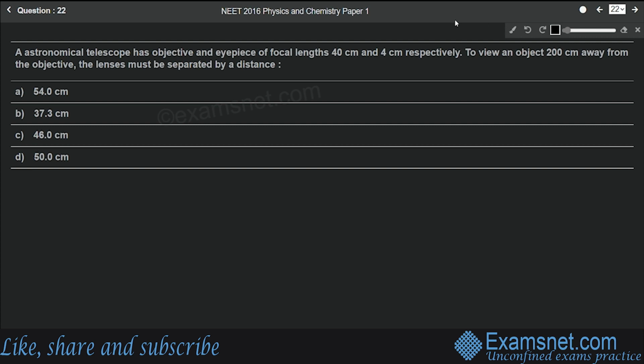Now question number 22 is from the chapter Ray Optics and Optical Instruments, and the question is: an astronomical telescope has an objective and eyepiece of focal length 40 cm and 4 cm respectively. To view an object 200 cm away from the objective, the lenses must be separated by a distance. Okay, so we have two lenses. The first one is the objective lens and the other is the eyepiece. So suppose this is the objective lens and this is the eyepiece.